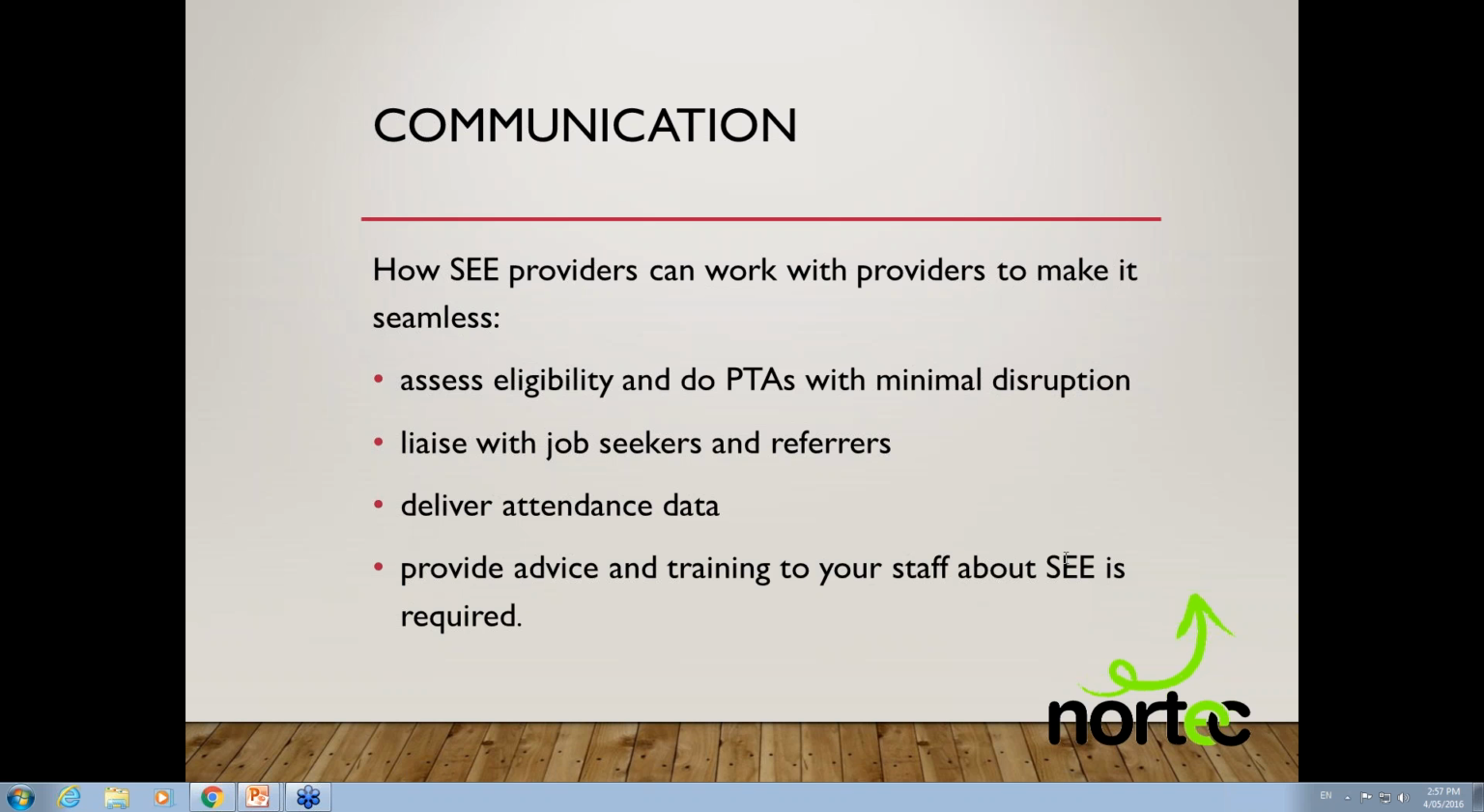Thanks, Anita. I agree with you, Sarah. People are happy to work at the local level and work with their providers directly.